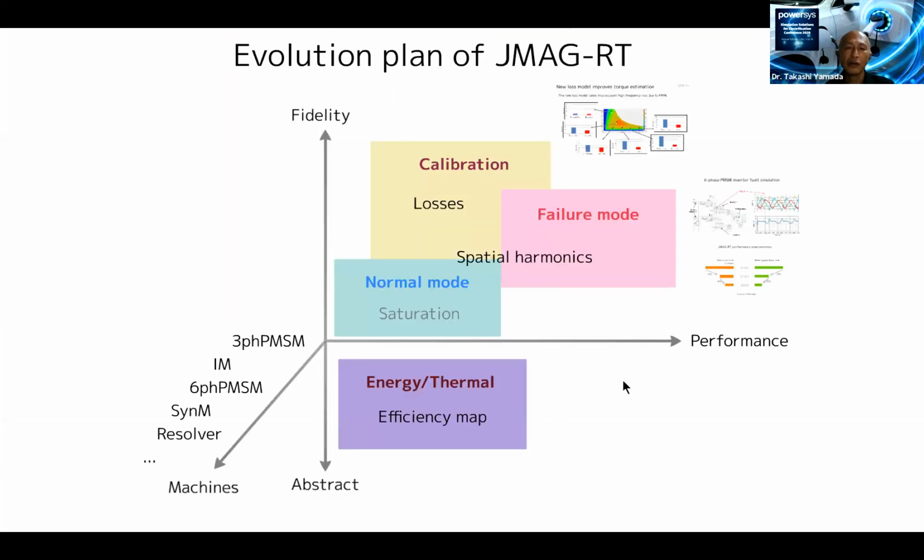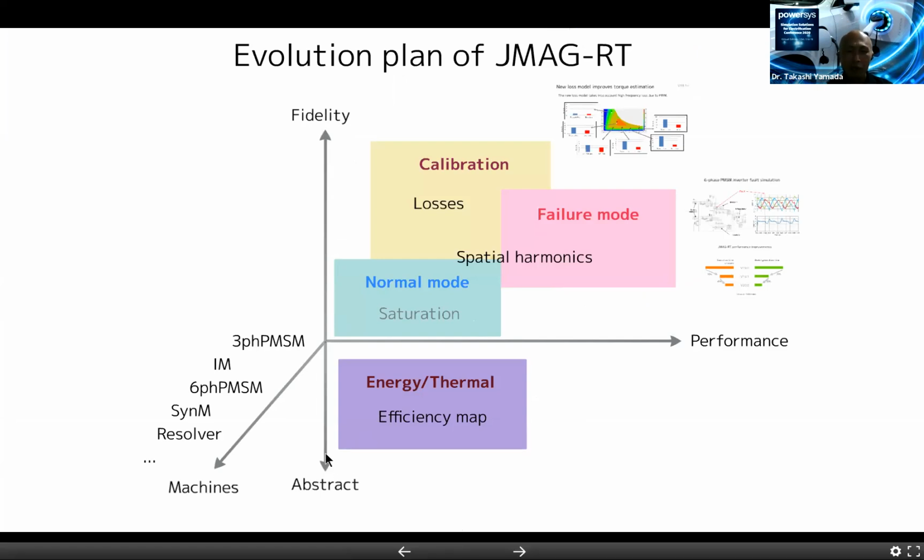And otherwise, we will expand JMAG-RT capability not only toward high fidelity, but also to the more opposite side, the abstract side. This means JMAG now has an efficiency map capability. Then we will unify that capability into the JMAG-RT function. So then JMAG-RT will be able to cover from a very abstract level to a very high fidelity detail level. So this is a static simulation, this is a dynamic simulation.